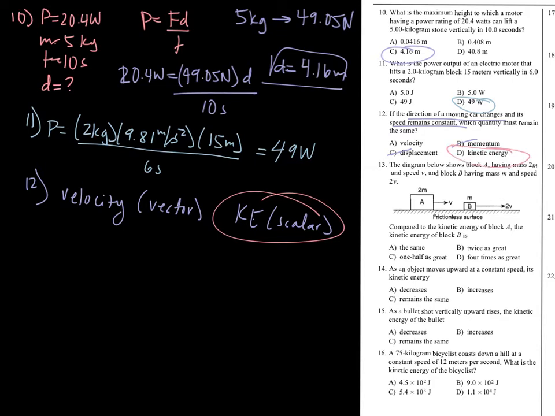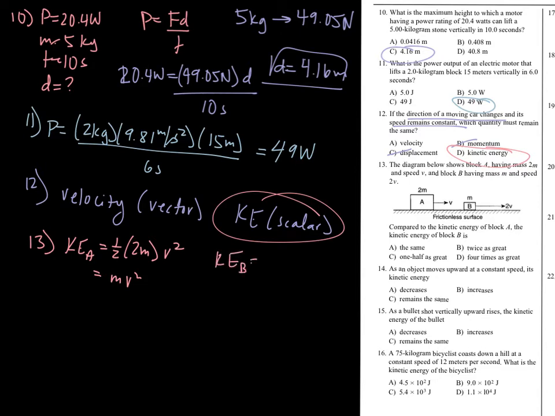Okay, 13. Compared to the kinetic energy of block A, the kinetic energy of block B is... I suggest you go about this problem using dummy variables. You plug it in. So let's look at A. Kinetic energy of A equals 1/2 mv squared, so it has 2m, and the velocity here is just v. So we just get mv squared. Now let's do the kinetic energy of B.